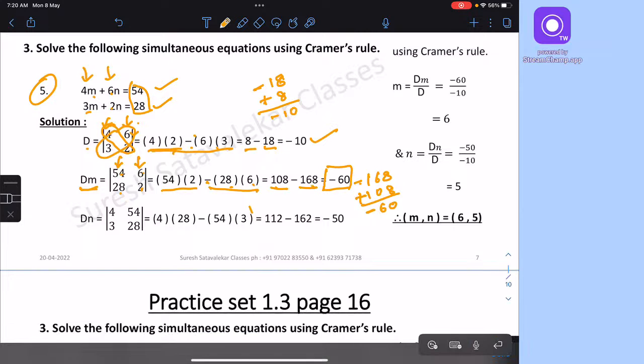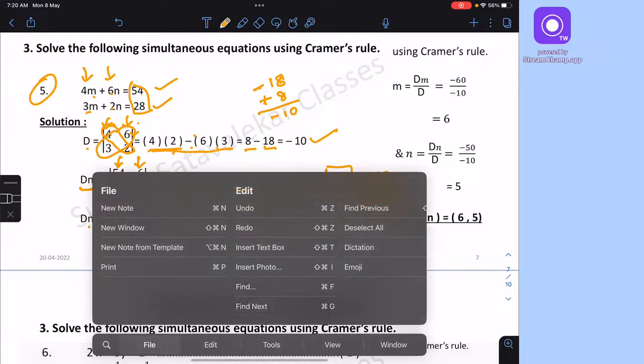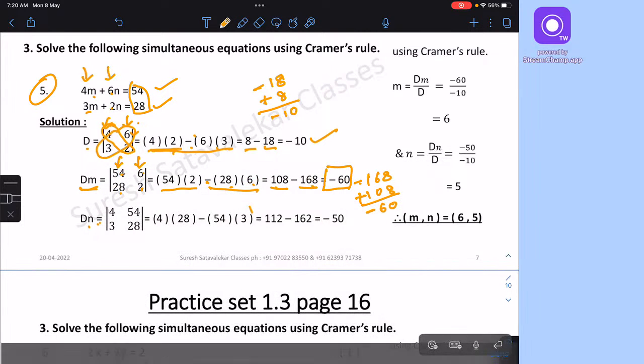Now to get determinant for n, you have to be cautious here, not dx and dy, you have to write dm and dn.